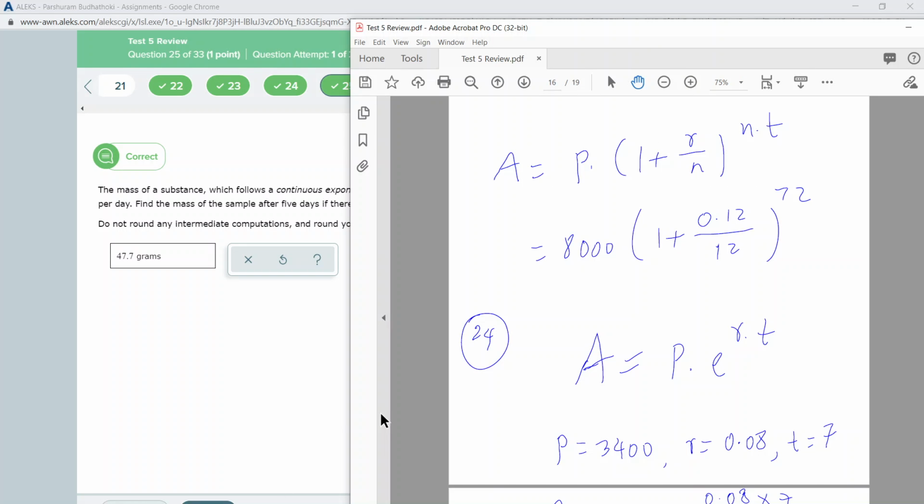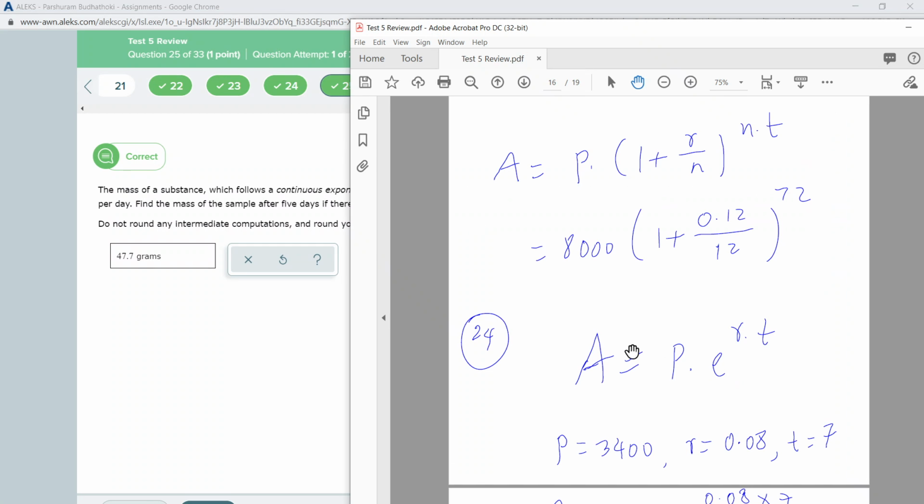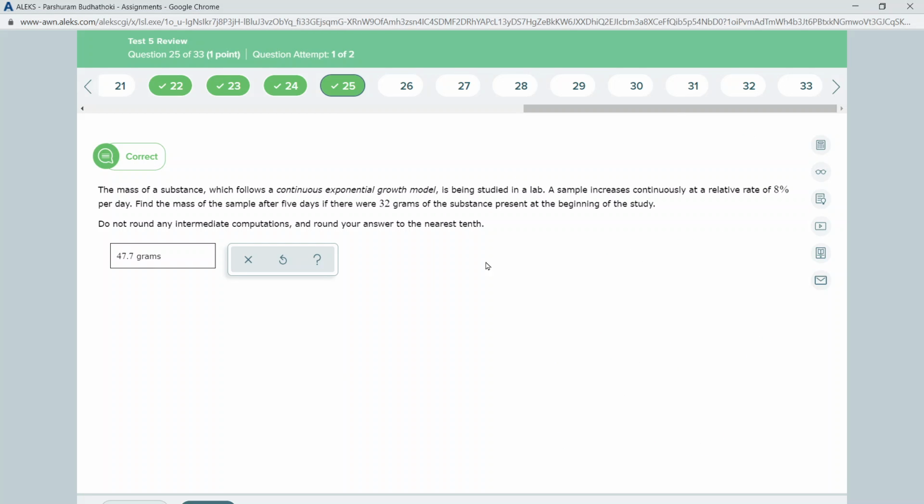So remember, I just used the same formula, but this time this is not for money, this is for a substance, the mass. So the mass is equal to the initial amount times its growing, and the growth rate is given and time is in days. So we are using the same formula because they are saying continuous exponential growth model.